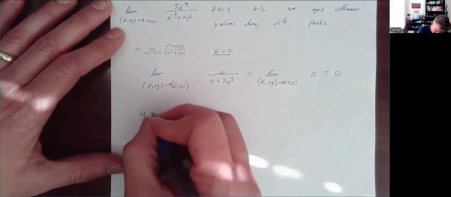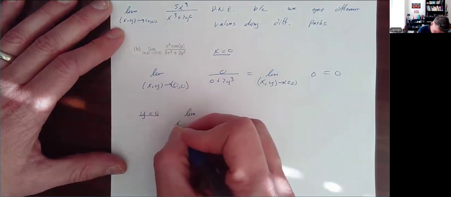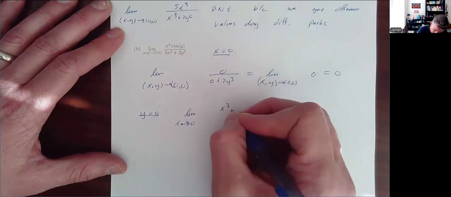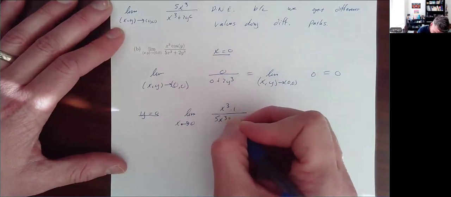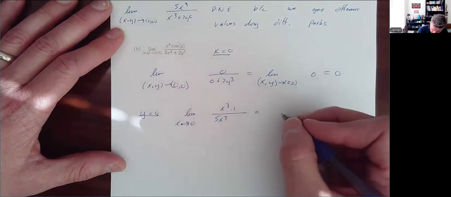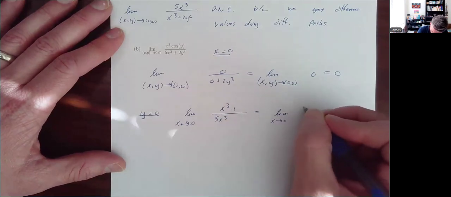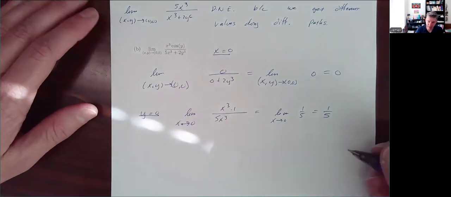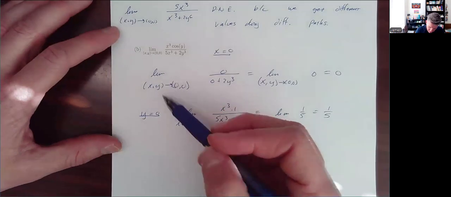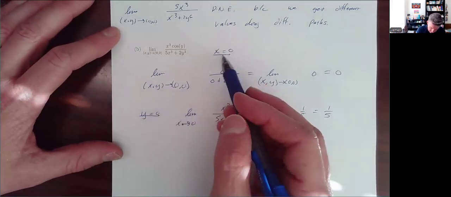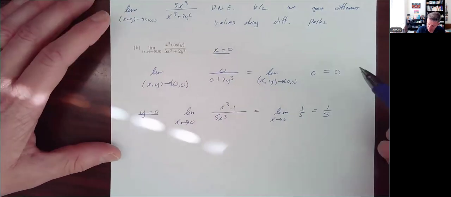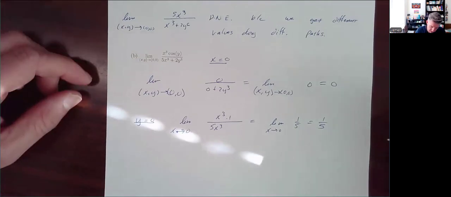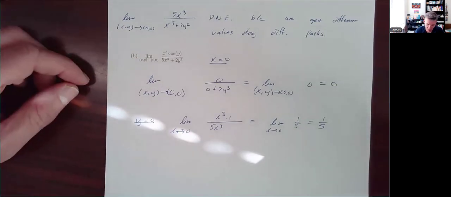If we look at the path y equal to 0, we have the limit as x approaches 0 of x cubed times cosine of 0, which is 1, over 5x cubed plus 0. So this ends up being 1/5. And again, the overall limit doesn't exist because you have two different paths that go through the origin, x equals 0 and y equals 0, where the limit is equal to a different value. Other paths would have shown this as well, but we happen to luck out and have both of them work.